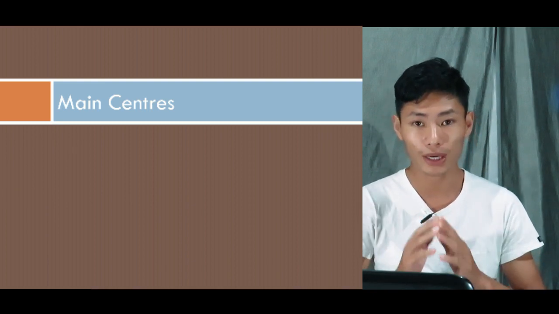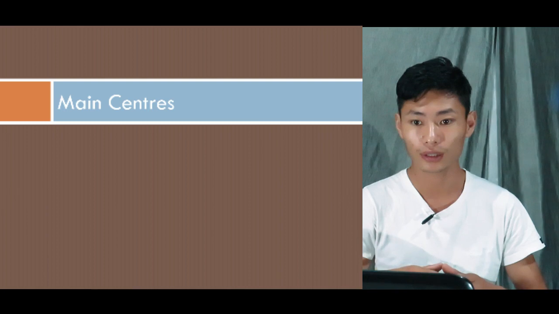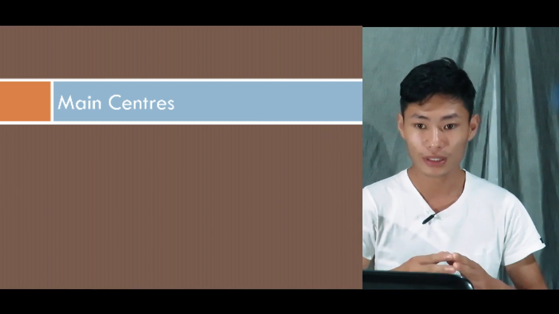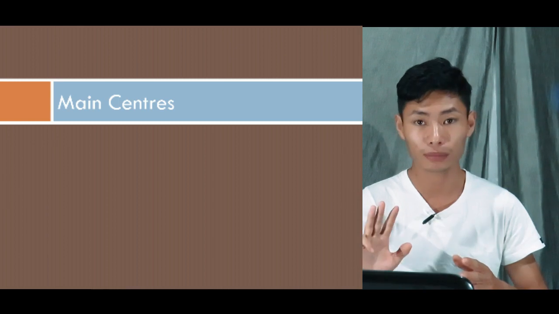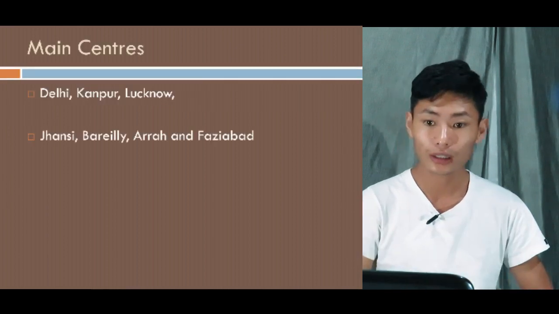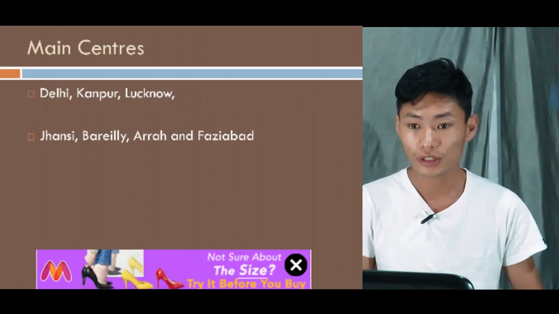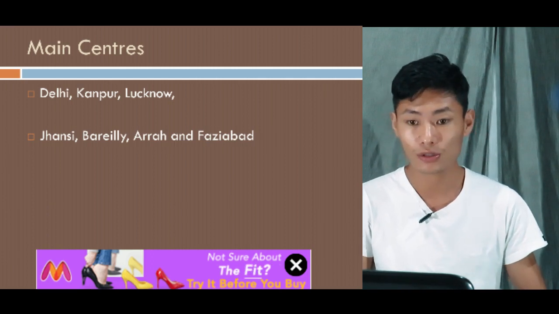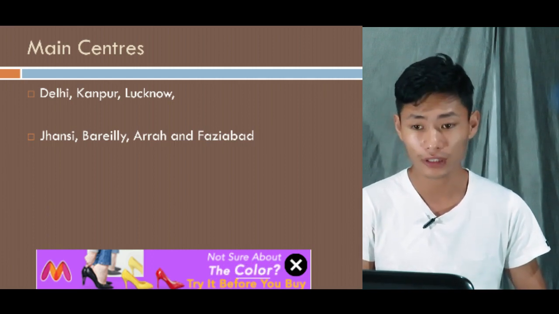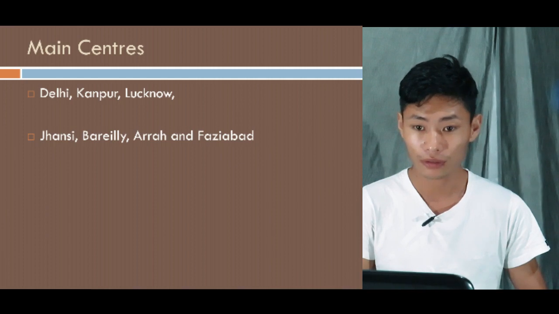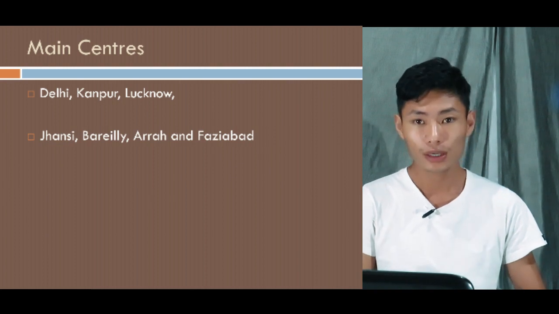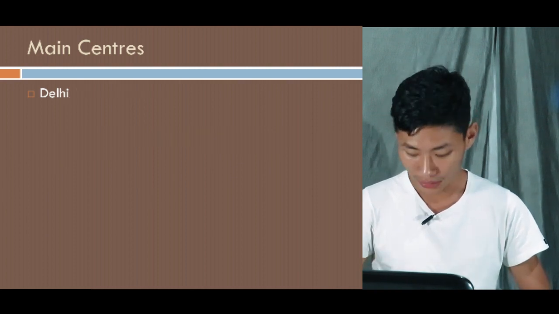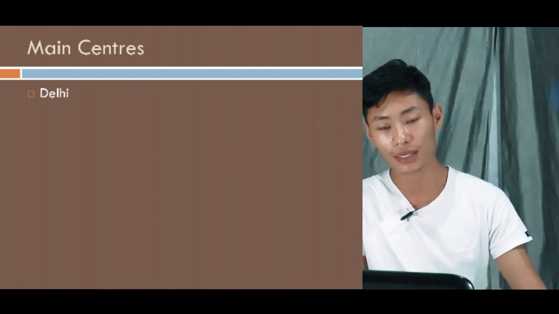Of course, it was a mass movement, a mass struggle, but the main centers were mainly in 3 places and some other minor places. Here, the first 3 places are the storm centers of the revolt of 1857, and we have the minor centers below: Jhansi, Bareilly, Arrah, and Faizabad. So let's discuss one after another in detail. Let's see first about Delhi.